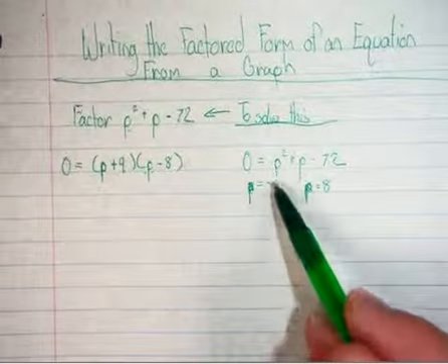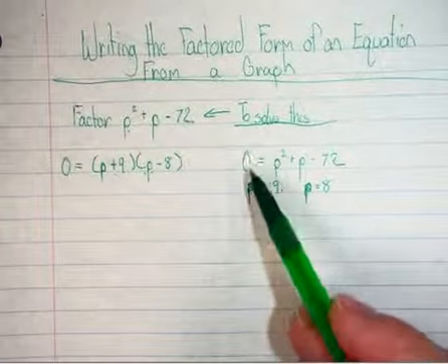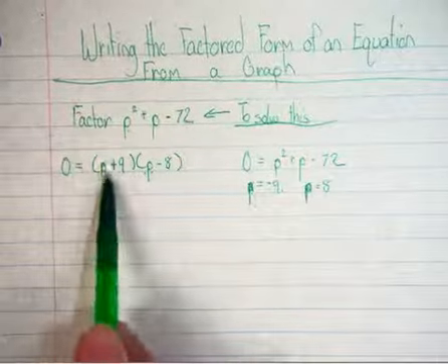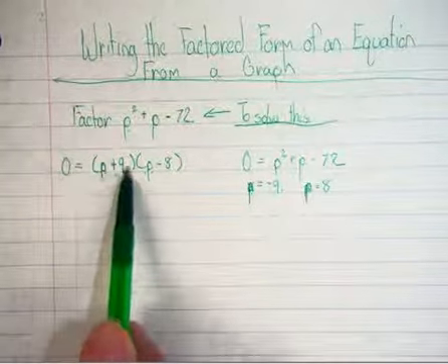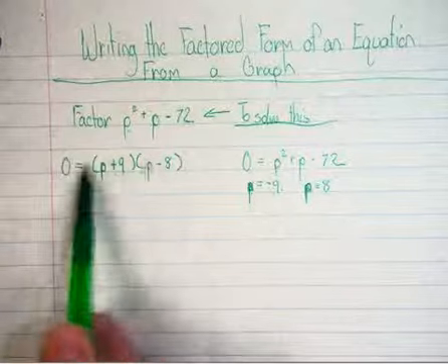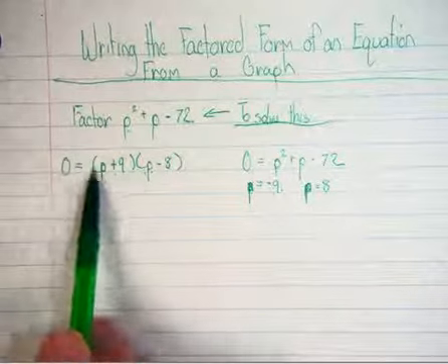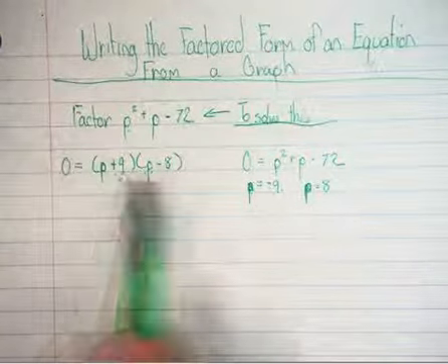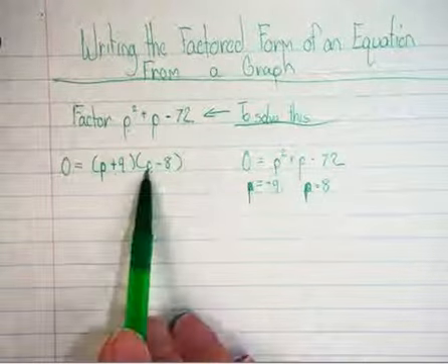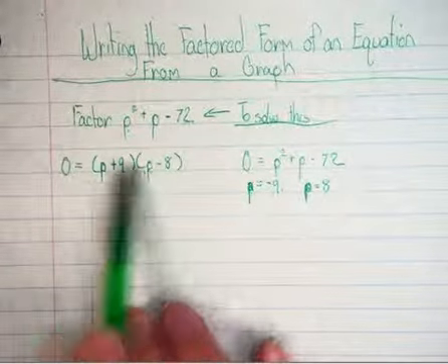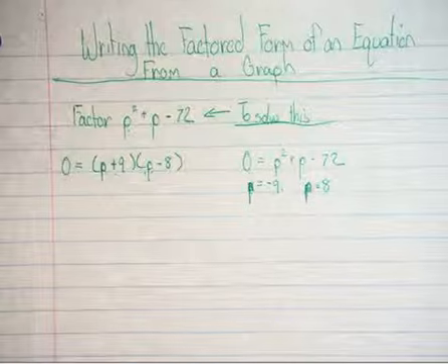If when p equals -9, this thing equals 0, and this p over here, when this p is -9 and I add 9 to it, I get a 0 there. 0 times anything is 0. So I know that has to be one of the factors. Same thing, when p equals 8, this equals 0. And so now if I substitute an 8 in right there, what I'm going to get is 0.